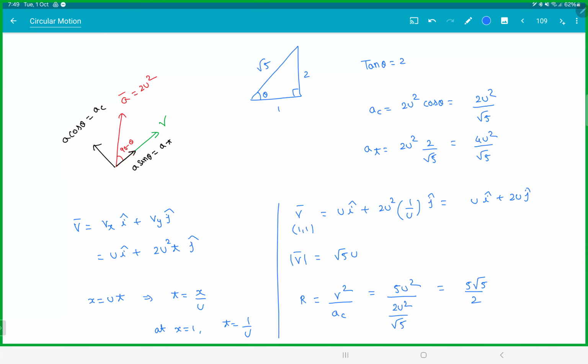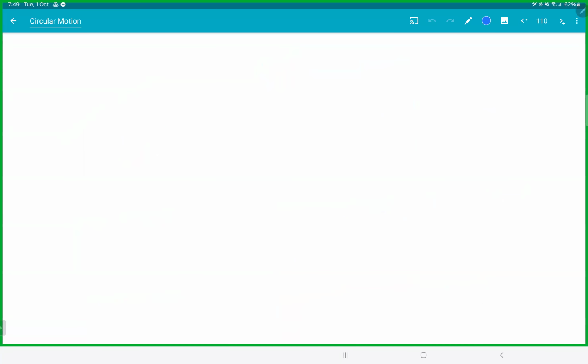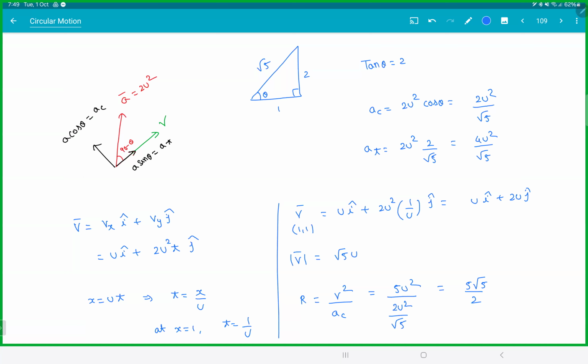Next one. All clear? Pratik, Ojas, Ignajit, Sharman, clear?